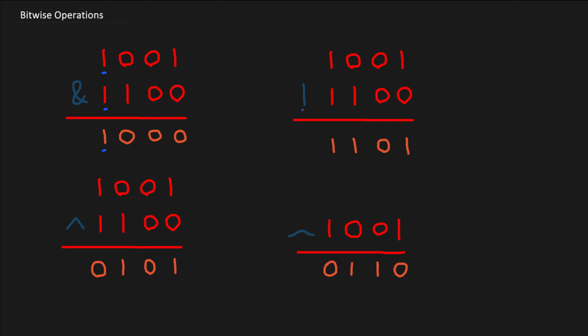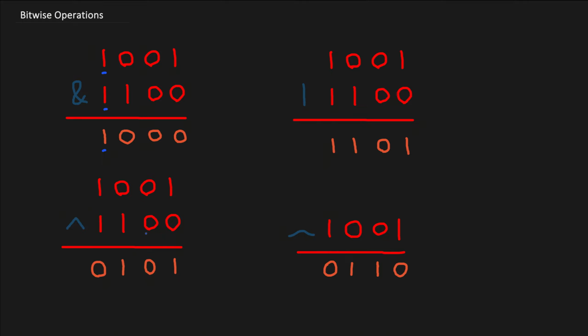And for OR, the bit of the resulting number is only 1 if the bits of either of the two original numbers are 1. So that would be in the first, third, and fourth place here. But in the second bit here, they're both 0s, so the resulting bit is 0 for the second place.